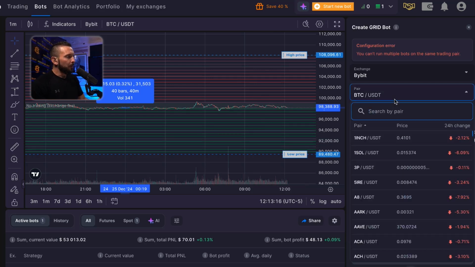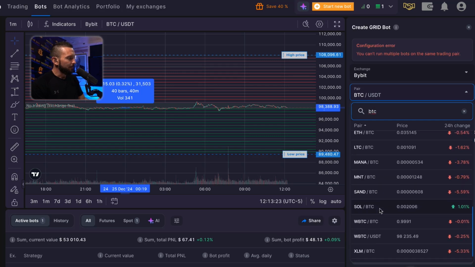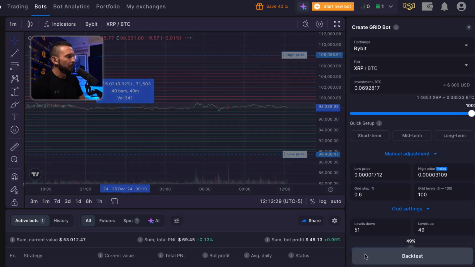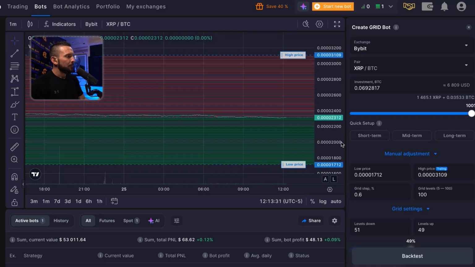Okay, the first thing we're going to want to do is type in BTC, and what we're looking for is a BTC XRP pair. XRP BTC, you can see it there at the very, very bottom. We're going to click that. And you can see what this strategy is saying: that you need 14,650 XRP, or you need 1,465 XRP, and you need 0.03 BTC.